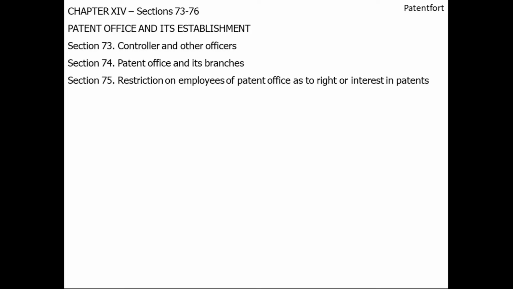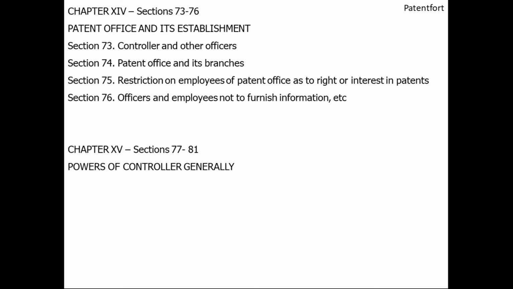Chapter 14. Section 73 to 76. Patent Office and its establishment. Section 73. Controller and other offices. Section 74. Patent Office and its branches. Section 75. Restrictions on employees of Patent Office as to right or interest in patent. Section 76. Officer and employees not to furnish information etc.